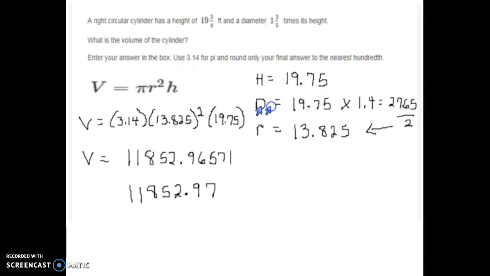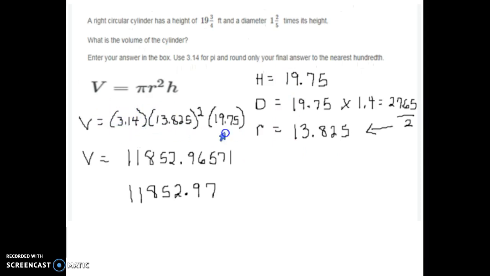And now we want to find our radius. So the diameter is going to be 1 2/5, so change that to a decimal as well. So that's 1.4 if you divide 2 by 5, times the diameter, 19.75. And so we can see our diameter is 27.65. If we divide by 2, then we get our radius of 13.825. Now we've got all the pieces we need for our formula.